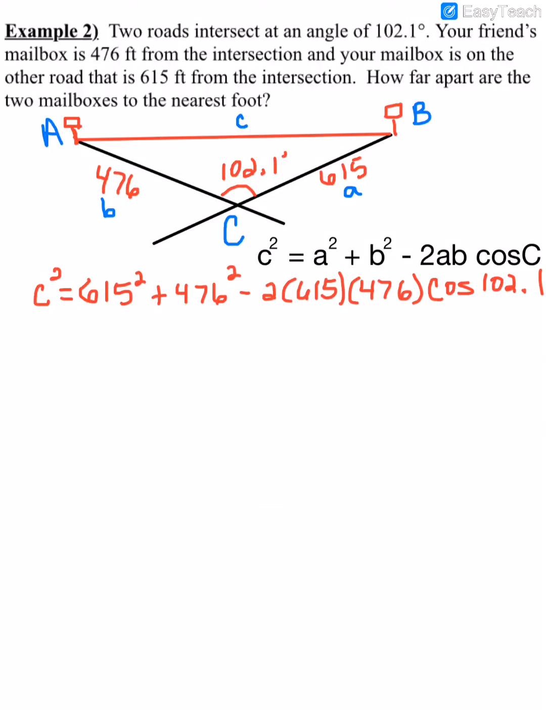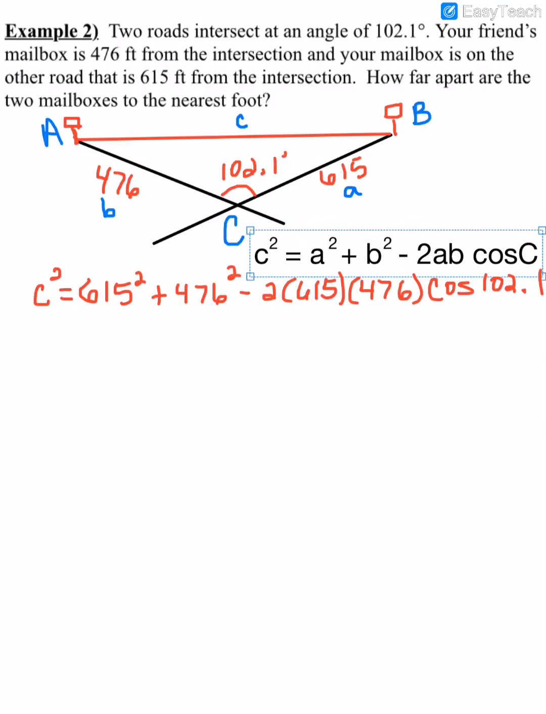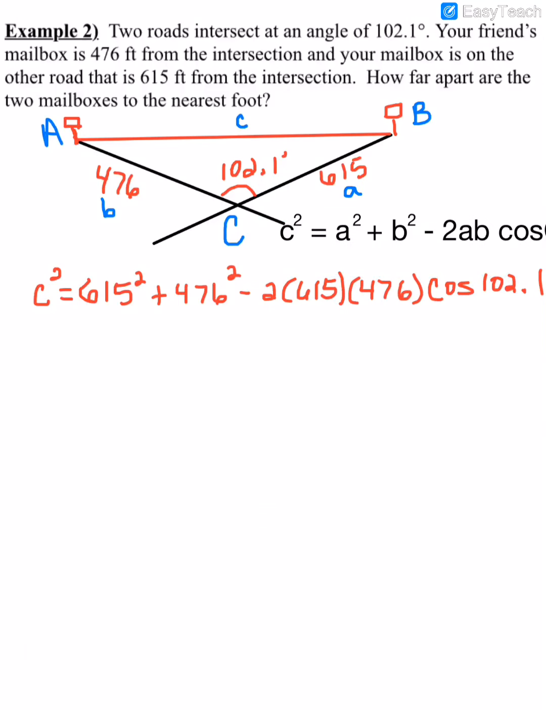Now, this is easier to solve than when we were looking for the angle, because to solve for C, we can put this directly in our calculator. The only other step is that C is being squared, so we need to take the square root of both sides of the equation.